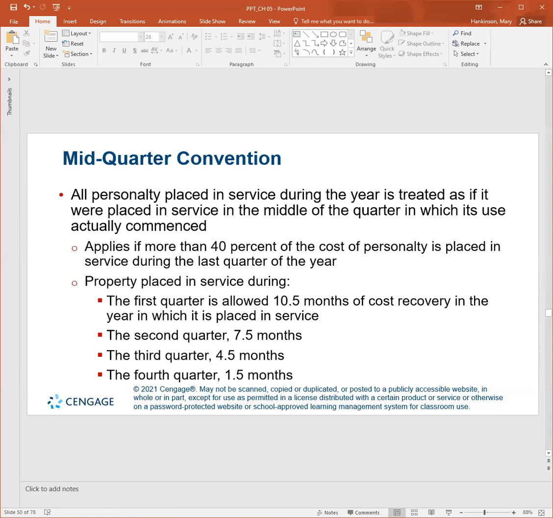So property placed in service during the first quarter is allowed 10.5 months of cost recovery in the year in which it was placed in service. The second quarter, 7.5 months. The third quarter, 4.5 months, and the fourth quarter, 1.5 months.